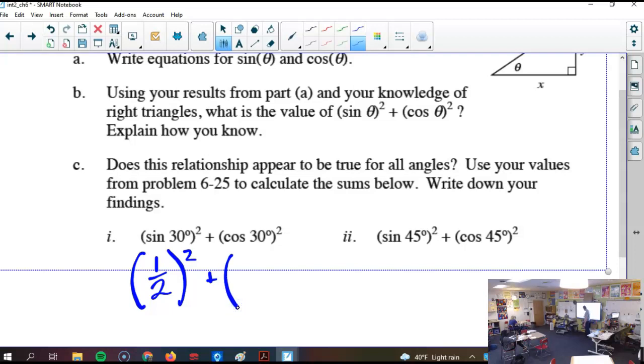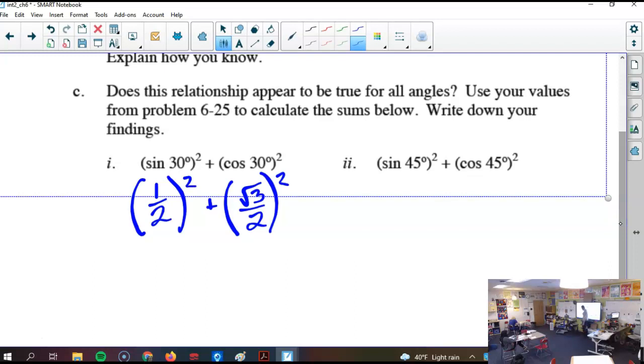What was cosine of 30? Radical 3/2. Now, when we square fractions, how do we do that? You do it at the top and the bottom. Yeah, square the top and the bottom, so this becomes 1/4 plus 3/4. You get 1. Whoa!